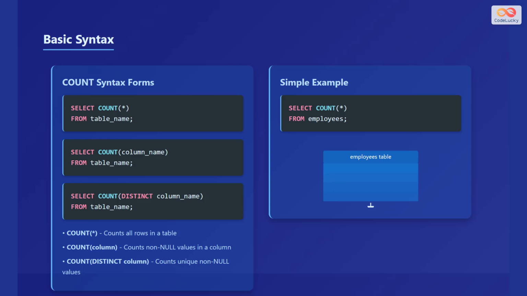Lastly, we have SELECT COUNT(DISTINCT column_name) FROM table_name. This counts the number of unique, non-null values in a specific column. As a simple example, consider an employees table. The query, SELECT COUNT(*) FROM employees, will return the total number of employees in the table.